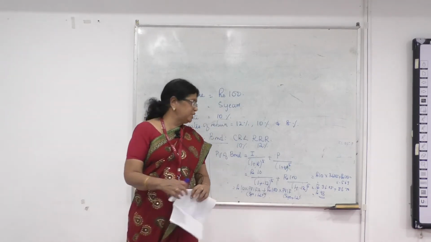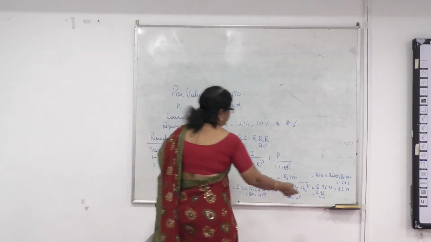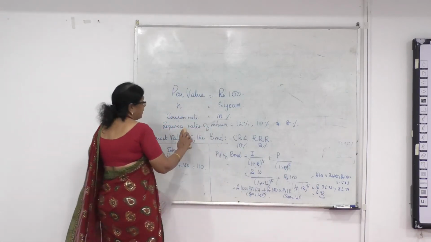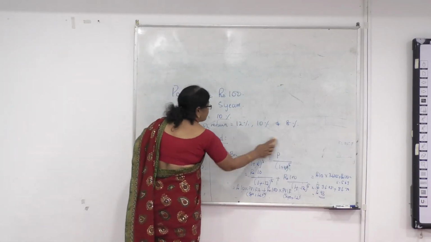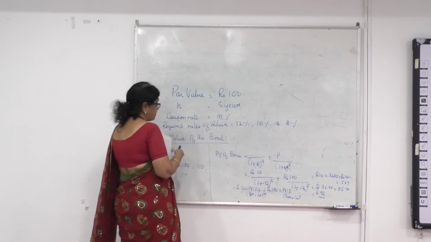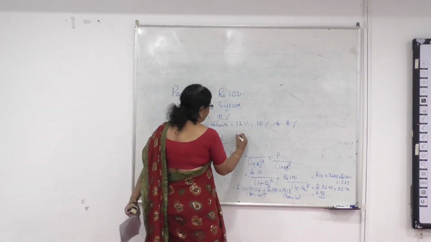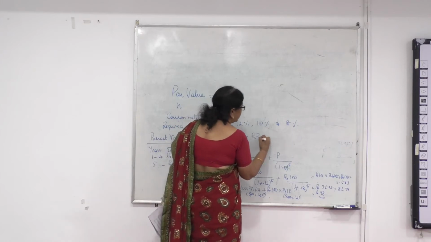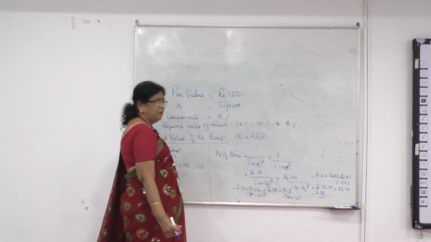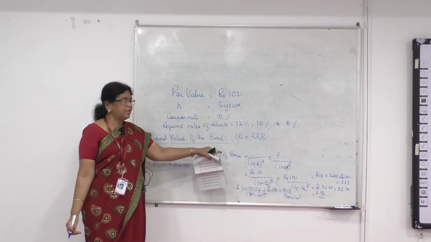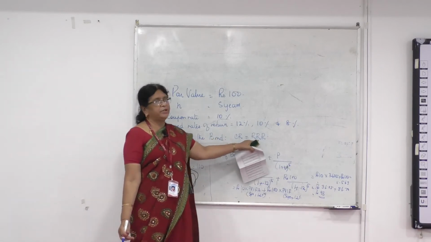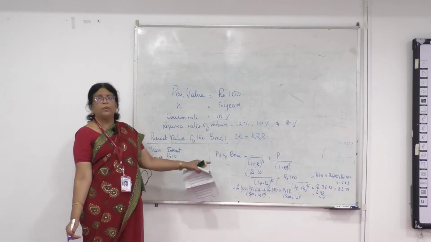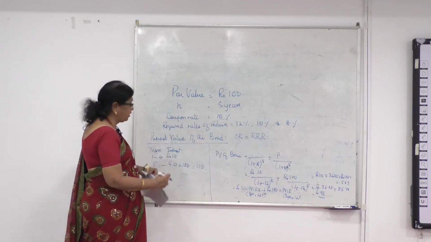Now let's move on to the second bond valuation theorem, where the coupon rate is equal to the required rate of return. What is the theory that we saw? I told you when the coupon rate is equal to the required rate of return, the par value of the bond will be equal to the present value. Come on, let's do that.